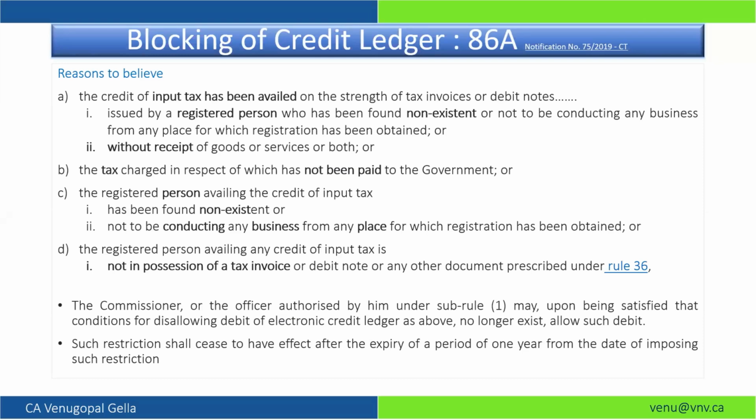Further, there is a time limit. It's not that once he has blocked, it will be blocked for an infinite period. Within 1 year, he has to make sure he unfreezes your account. He can't keep the credit blocked as he wants. So if there has been blocking of credit, you can present your case and ask the officer to get it unblocked, and also check for your time limit. If the time limit has expired, then it should get auto unblocked.